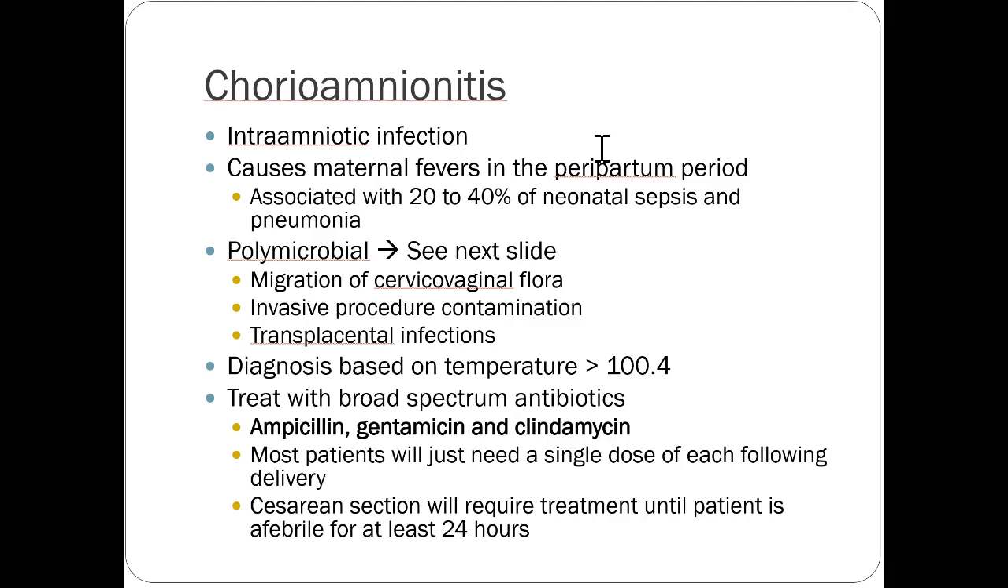So if they spike a fever, you give them a load of gent, clinda, and ampicillin, and monitor them for the duration. And once they're fever-free for 24 hours, you can DC them. Did you say you do all 3? Yes, you do all 3. You do all 3 and the group B strep. So this would cover group B strep.